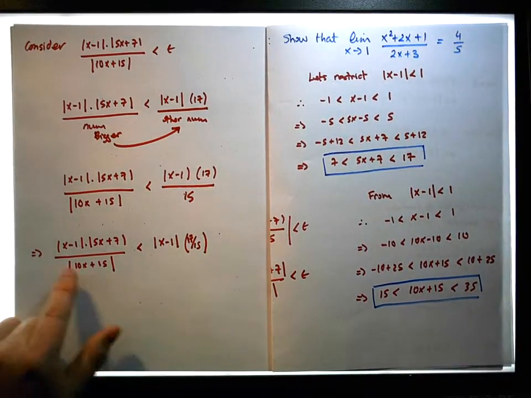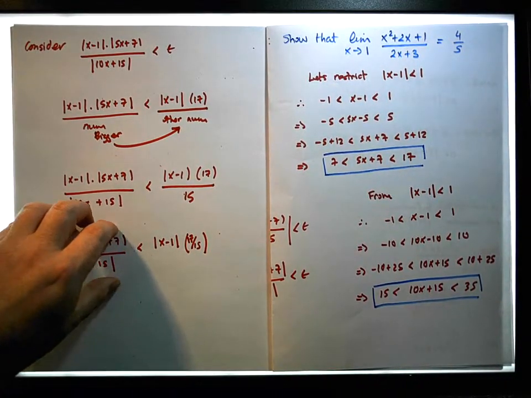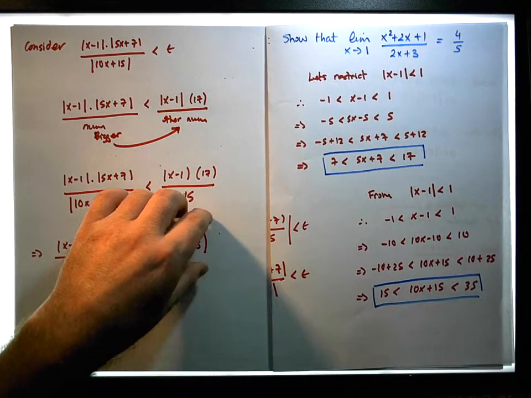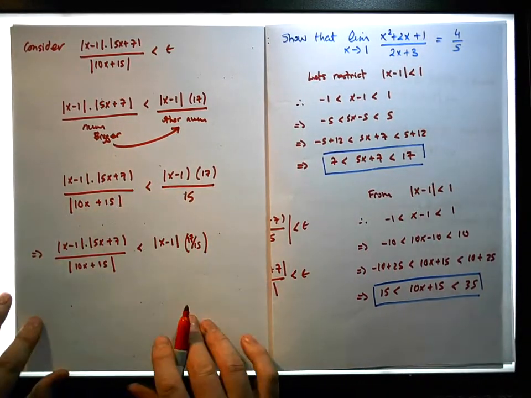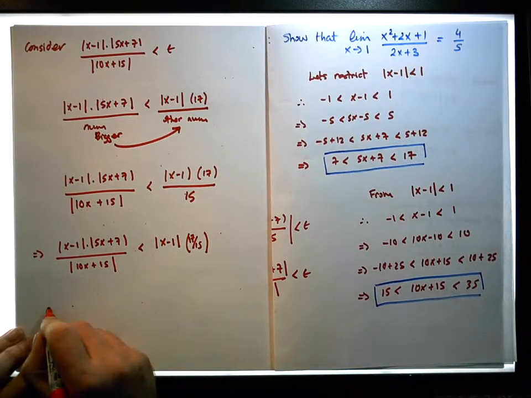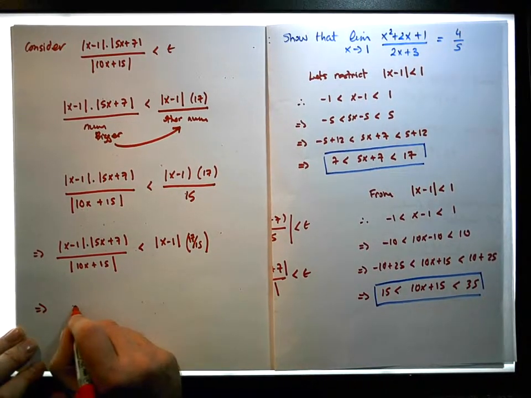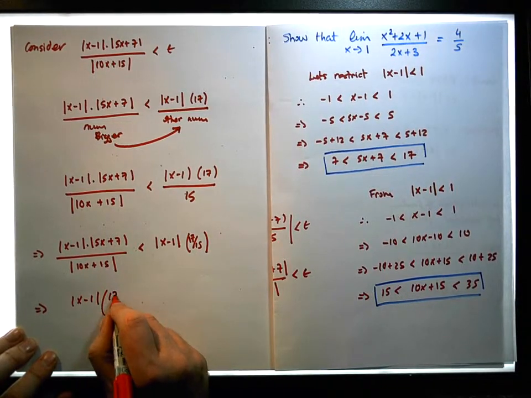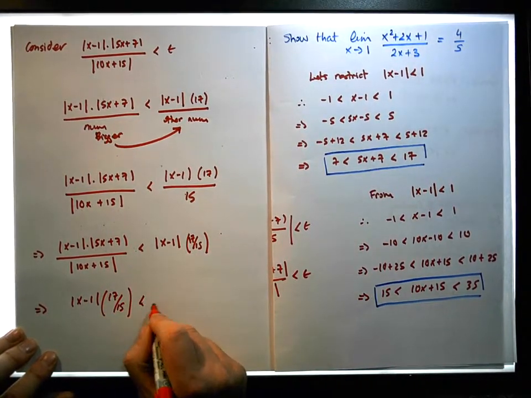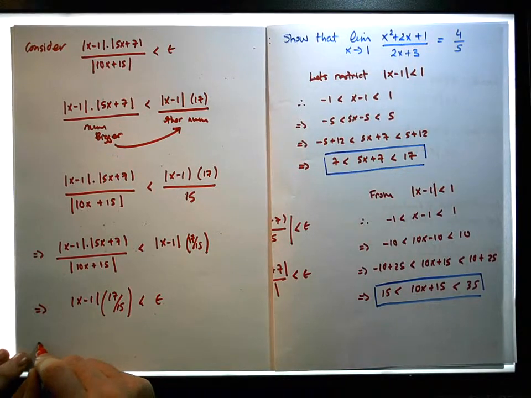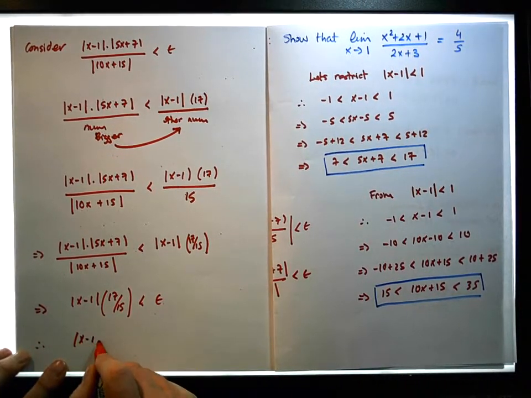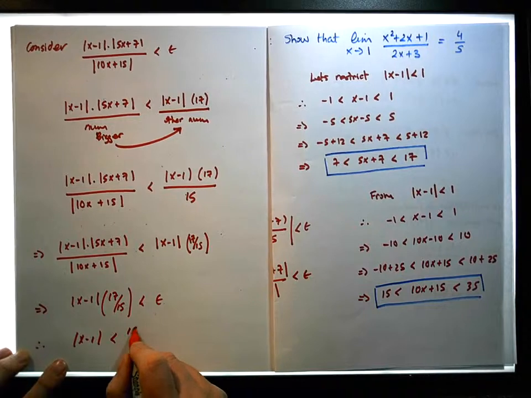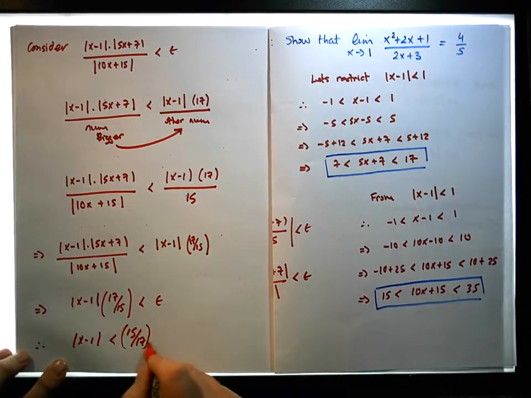Now, we need to make sure that this is less than epsilon. So this implies that |x minus 1| times 17/15 has to be less than epsilon. And therefore we have that |x minus 1| has to be less than 15/17 of epsilon.